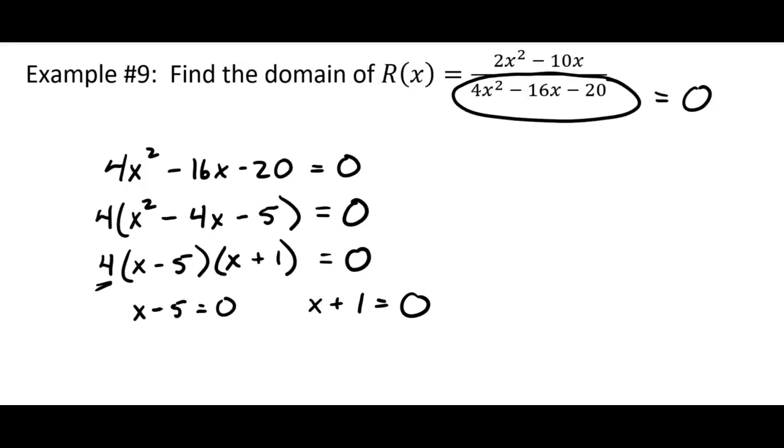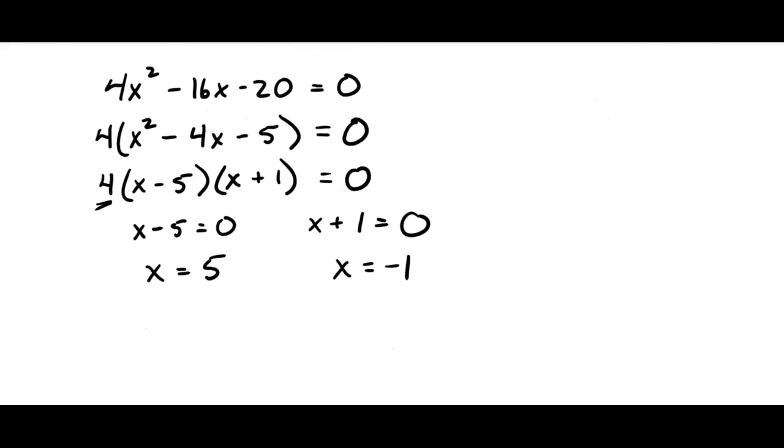On the first one, if you add 5 to both sides, you get x equals 5. And on the other one, if you subtract 1 on both sides, you get x equals negative 1. Now remember, those are the values that we can't have. Those are the ones that can't be in the domain.